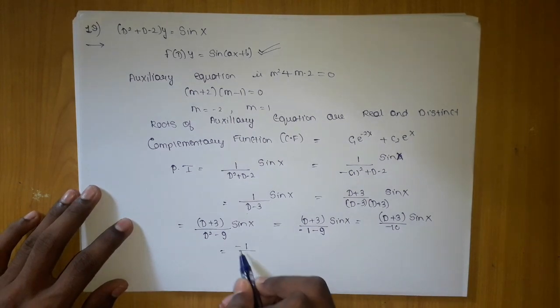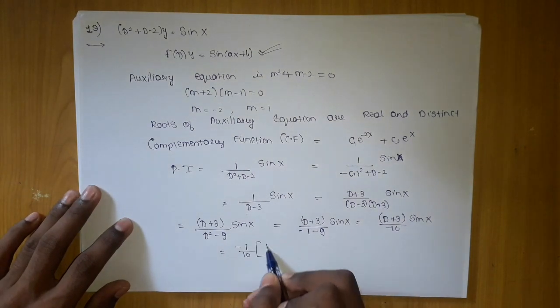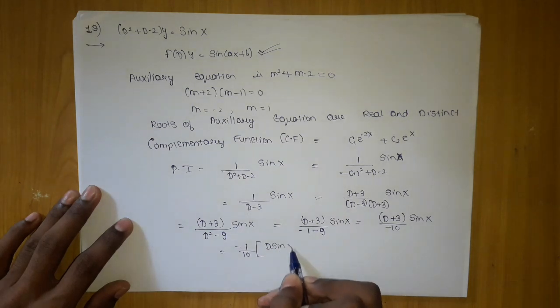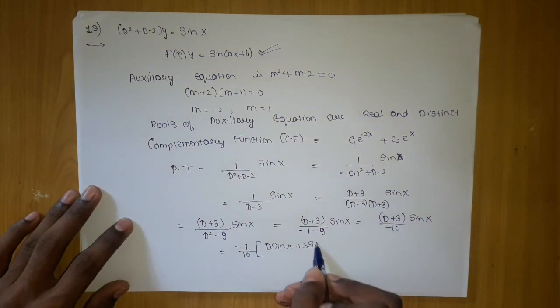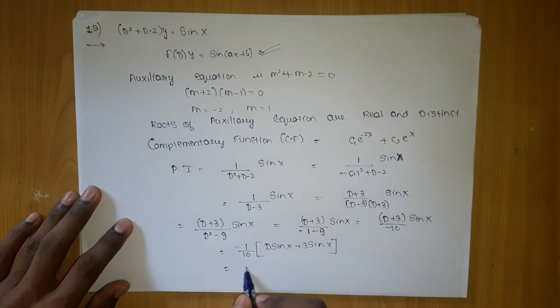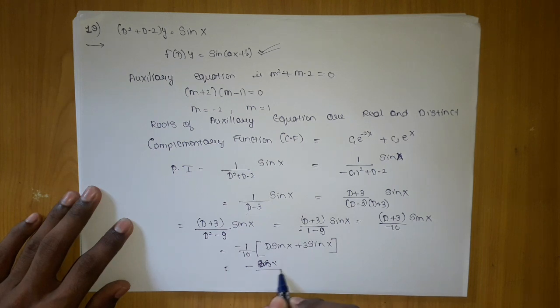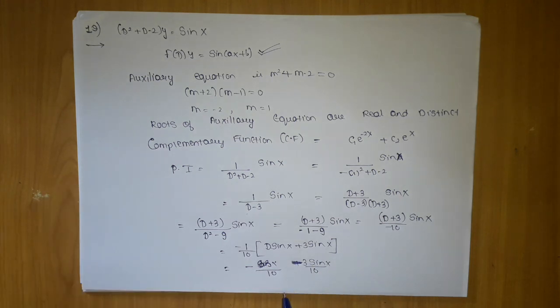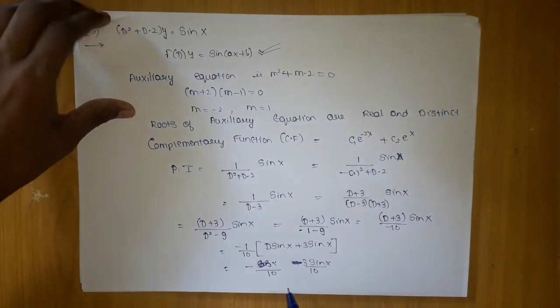We are going to just keep this minus 1 by 10 outside. We are going to get d sin x plus 3 sin x. Now you know d is a differential operator. It will differentiate this, so we are going to get sin x, which on differentiation will become cos x by 10, and plus 3 sin x. This will become minus by 10. So this is our required particular integral.